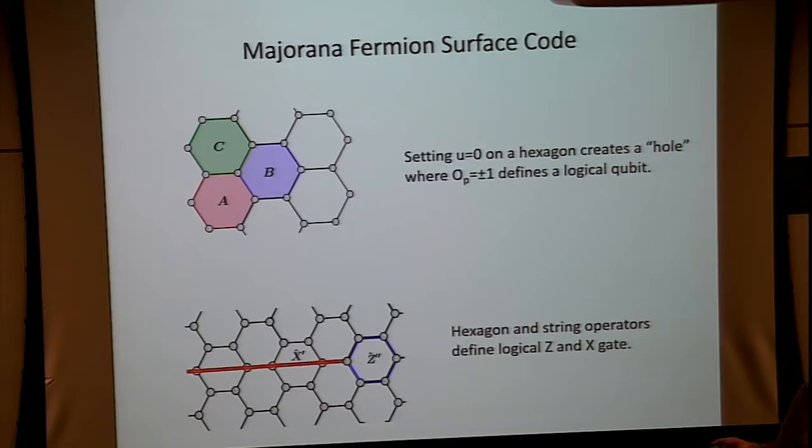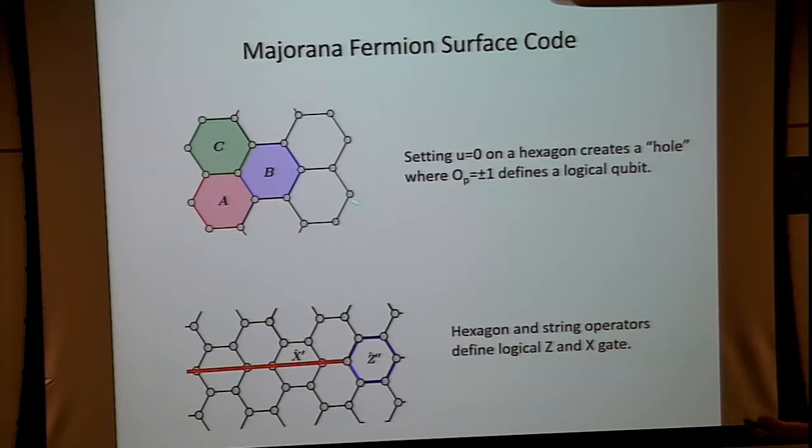But later, there are ingenious proposals by, I'll show the reference later, Raussendorf, who extended the surface code from a quantum memory to an actual architecture for quantum computation with error correction. So I'm following that approach here, changing the surface code in a boson system to a Majorana fermion surface code.